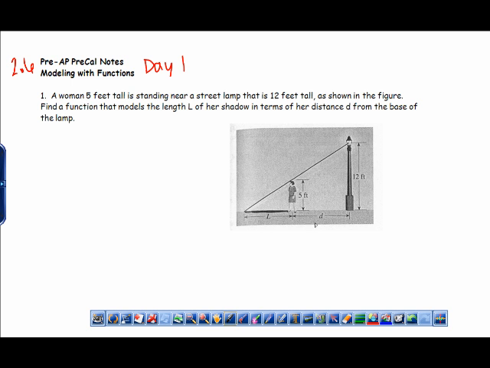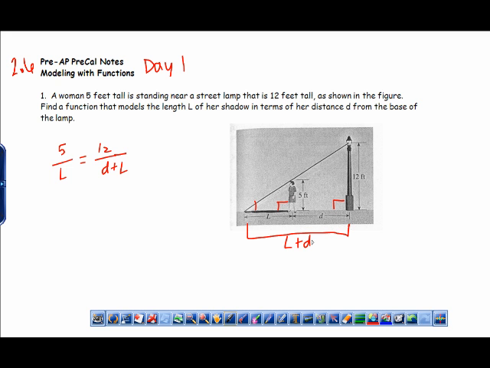Now, first, let's just see if we can draw any kind of relationship. These should be right triangles because we should have some perpendicularity going on between the woman and the lamppost and the ground. Okay, so if we think about it, we've got similar triangles because this angle is the same. So we could set up a proportion. So let's set it up as 5 over L, and that should be equivalent to 12 over D plus L. It has to be D plus L because for this larger triangle, you have to consider the whole base of that triangle.